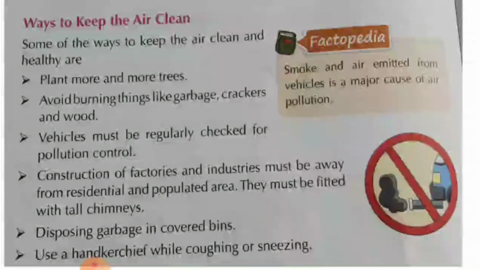Construction of factories and industries must be away from residential and populated areas. They must be fitted with tall chimneys. A residential area is the place where people live. This area has houses rather than offices or large shops. Populated area means the crowded area.